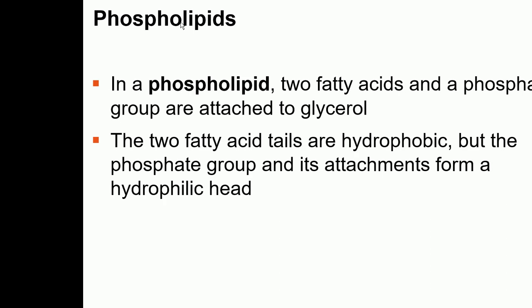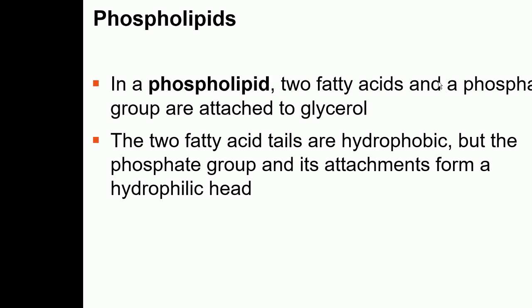Okay, the next category of lipids are called phospholipids. Phospholipids are basically very similar to the triglycerides, but the only difference is in the triglyceride there is one glycerol with 3 fatty acids. In phospholipids there is one glycerol with 2 fatty acids, and instead of the third fatty acid there is the presence of the phosphate group.